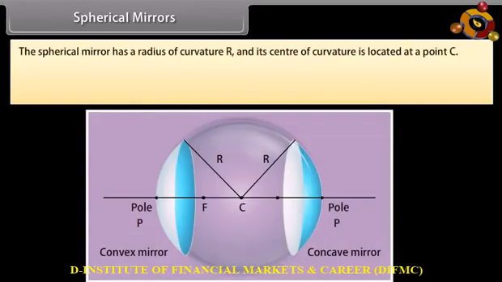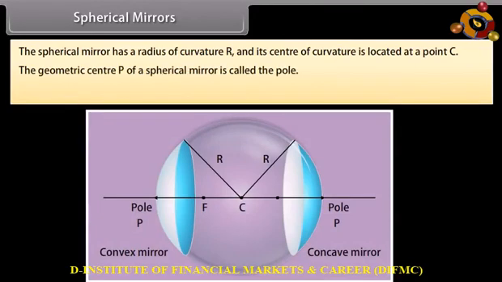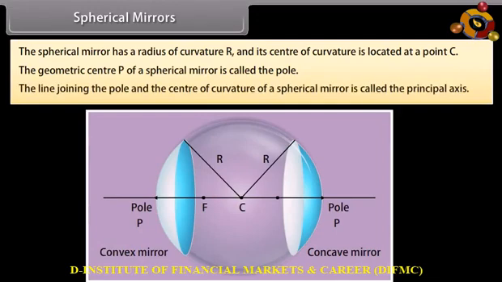The spherical mirror has a radius of curvature R and its center of curvature is located at point C. The geometric center P of a spherical mirror is called the pole. The line joining the pole and the center of curvature of a spherical mirror is called the principal axis.